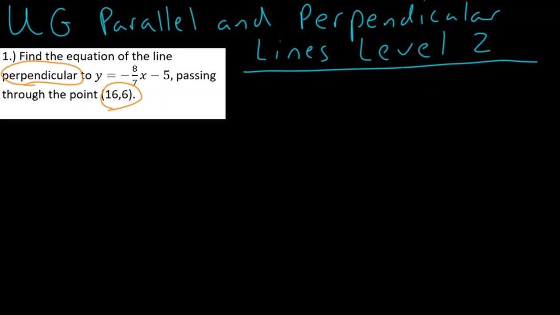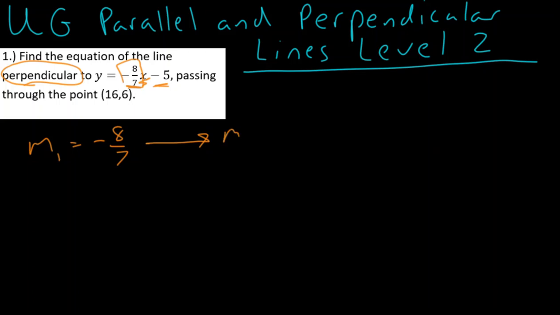Okay, so let's see what we can do here. The first thing we want to do is look at our equation and identify, is it the negative 8/7 or the negative 5? Which one is the slope? Well, which one do you think? And hopefully you said that our original slope is going to be the negative 8/7 because it's in front of the x. Now I would always like for you to draw a line.